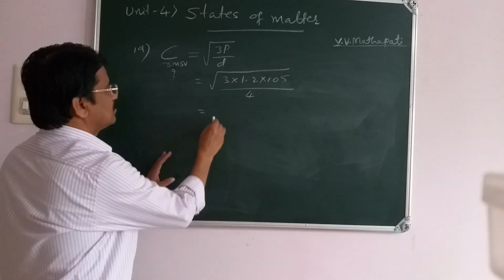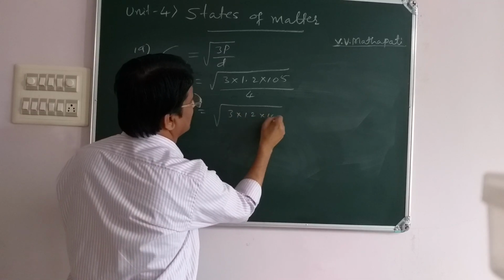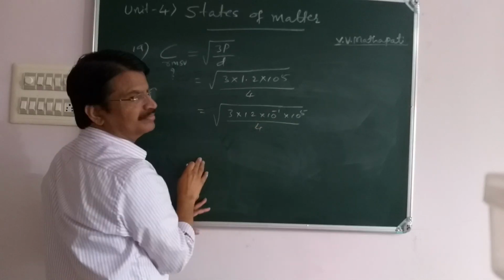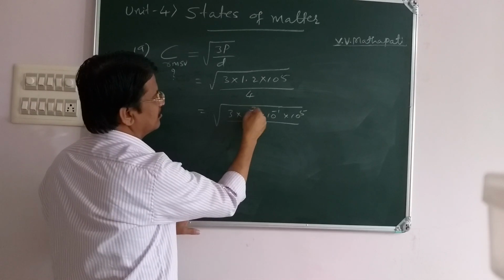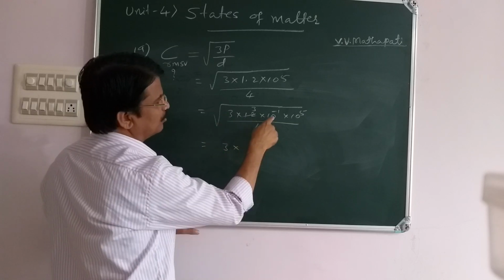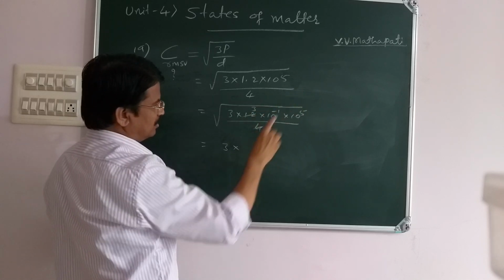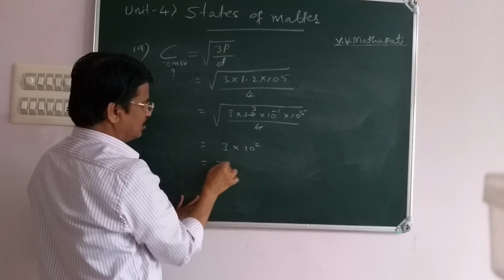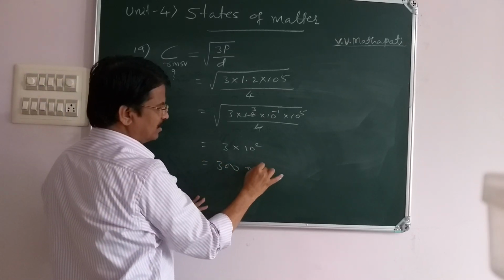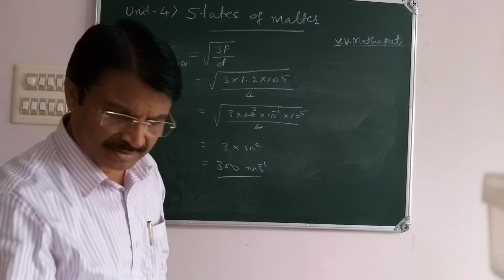Now try to simplify this. 3 into 1.2 into 10 raised to 5 by 4. 4 ones are 4, 3 3s are 9, root 9 into 10 raised to minus 1 plus 5 is 10 raised to 4, and root of 10 raised to 4 is 10 raised to 2. This is equal to 300, and the RMS velocity SI unit is meter per second.